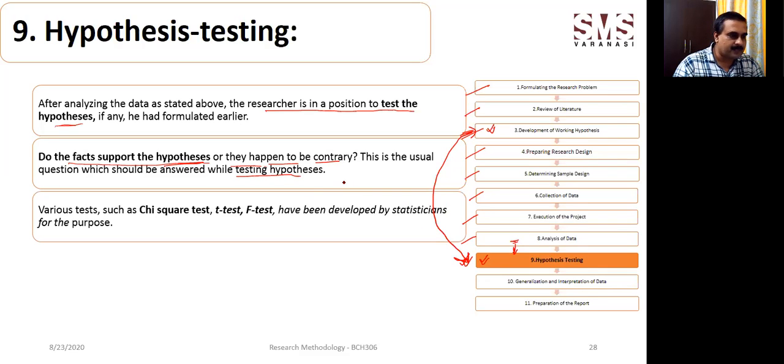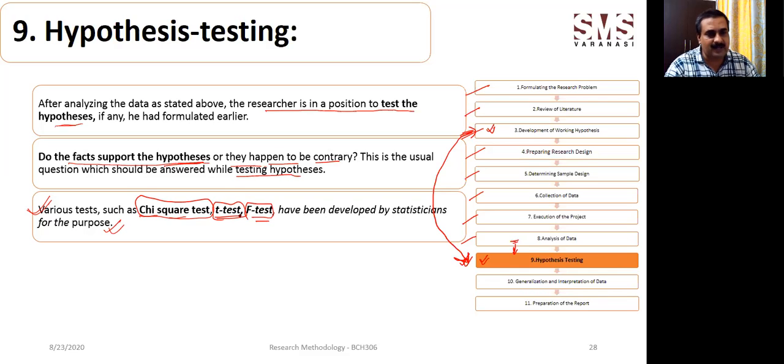So there are various tests which are expected to be done in this hypothesis testing step. Basically, the chi-square test, t-test, and f-test have been developed in statistics for this purpose. What all these tests are, we are going to cover in the part on data analysis, but these are a few tests which are usually done while testing our hypothesis.